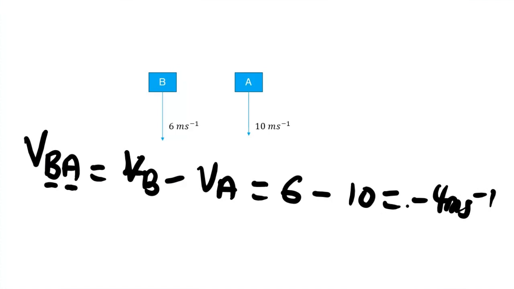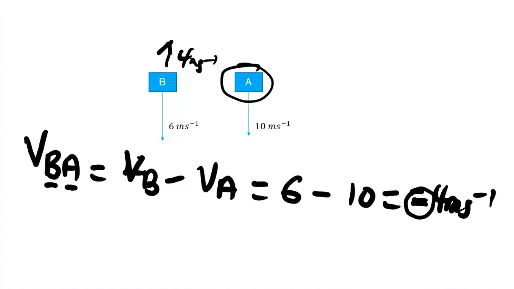But we need to interpret what this means. It means that if you are in car A, you'll be seeing car B moving backward with a velocity of 4 meters per second. The backward thing is what the negative means. Or you can say you see it moving in the opposite direction to you. That's basically what it means.